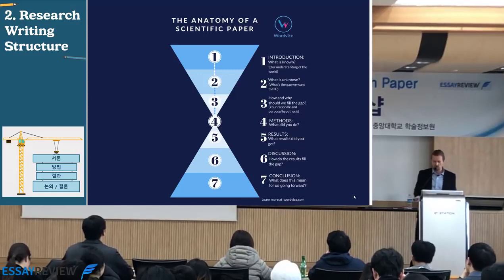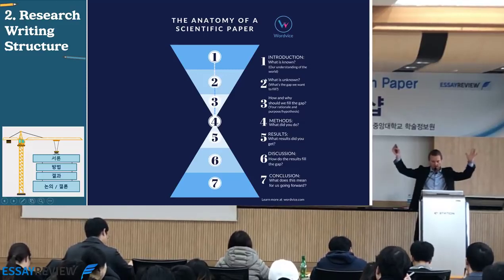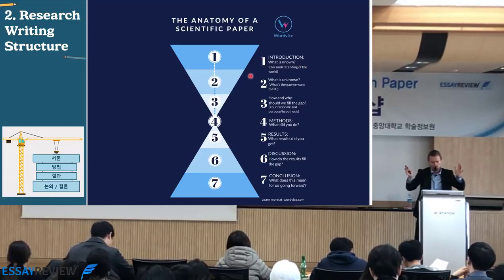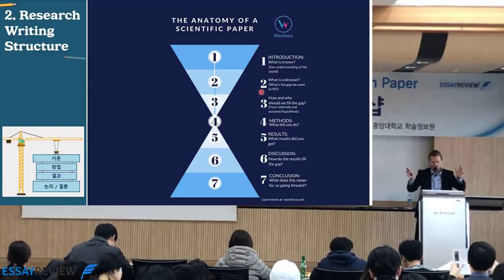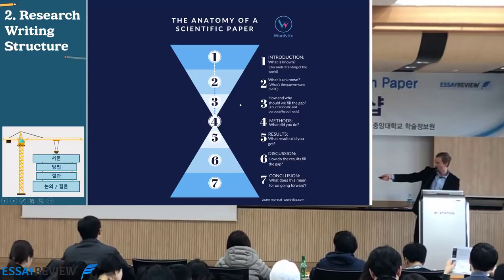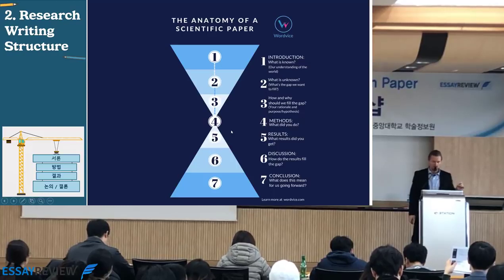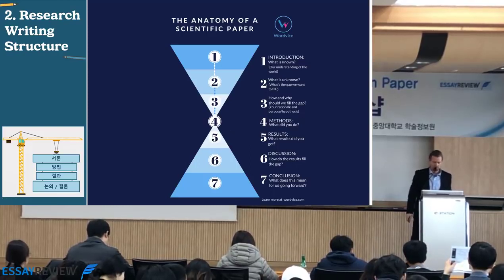So you start with the introduction, what is known, the basic topic that you're going to discuss, and you quickly move into the literature. What is unknown? What are the gaps in the literature? And in the middle here, you can see this is your hypothesis. So you're going to give a very short statement about what your research study is doing. What's the purpose of it?